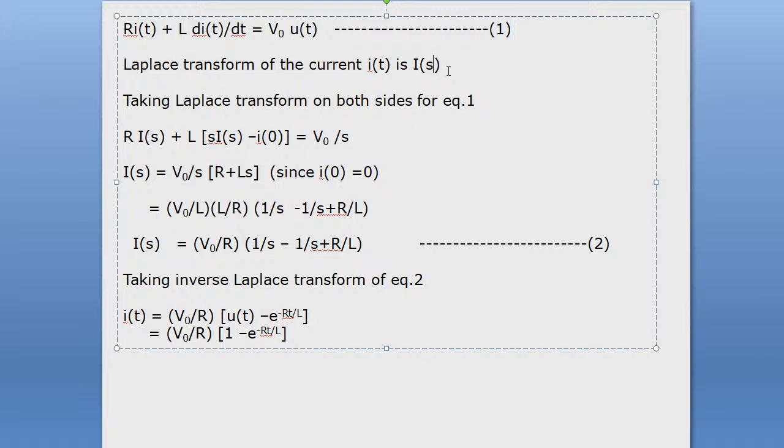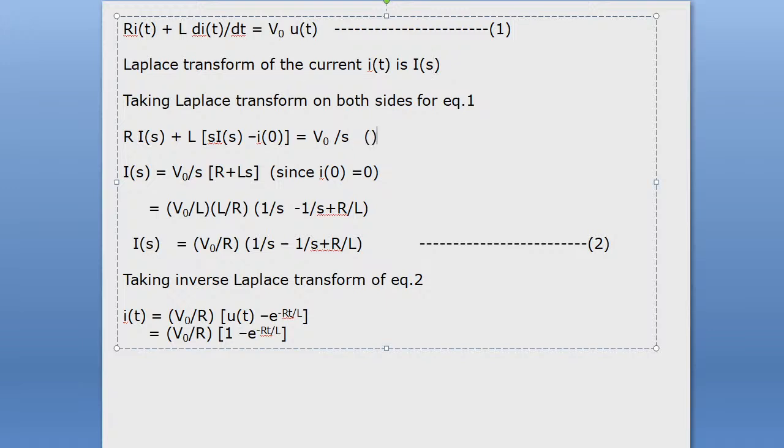Taking the Laplace transform of both sides of the equation, R is a constant term, same as in equation 1. I(t) becomes I(s). L is a constant term, same as in equation 1. And for di/dt, you know the Laplace transform of the derivative of a function is s times the frequency domain component, that is, s times the Laplace transform of the function minus its initial value. You just remember this. And for the function V0 u(t), V0 is a constant term, and the Laplace transform of u(t) is 1/s.